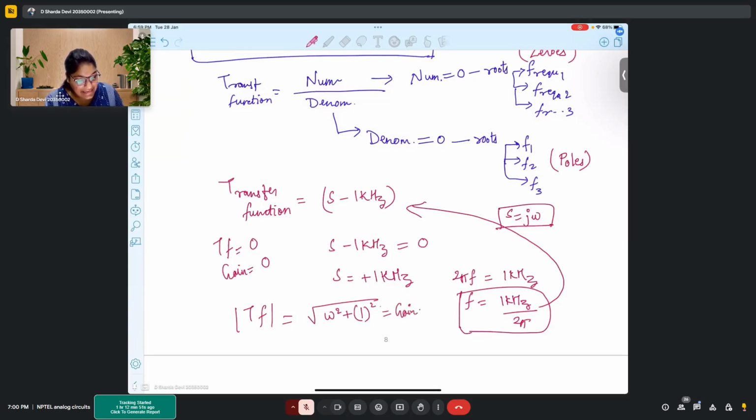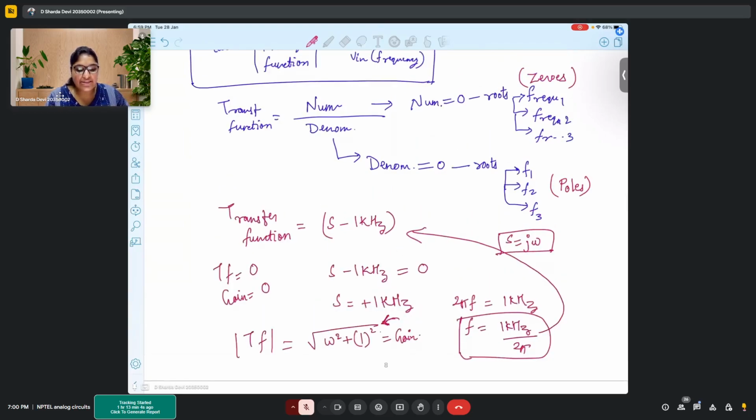So when this gain goes to 0, it will depend on this expression, right? So this is the slight difference between your transfer function and gain. But more or less, you get the idea, right? What is 0? It's the frequency at which the transfer function goes to 0. And when your transfer function goes to infinity, that particular frequency, we call it a pole.